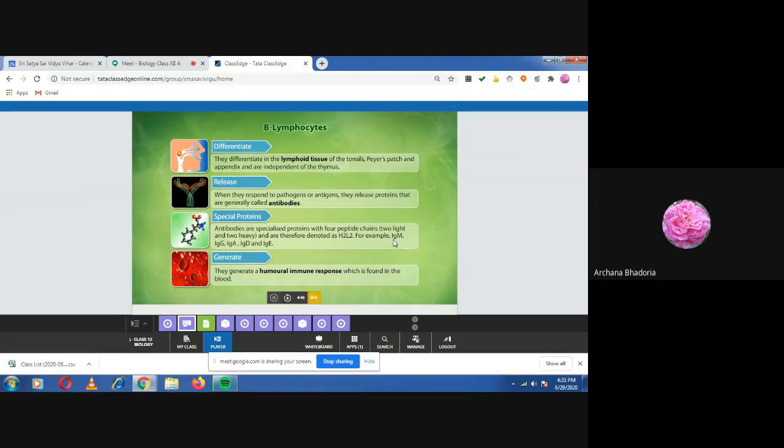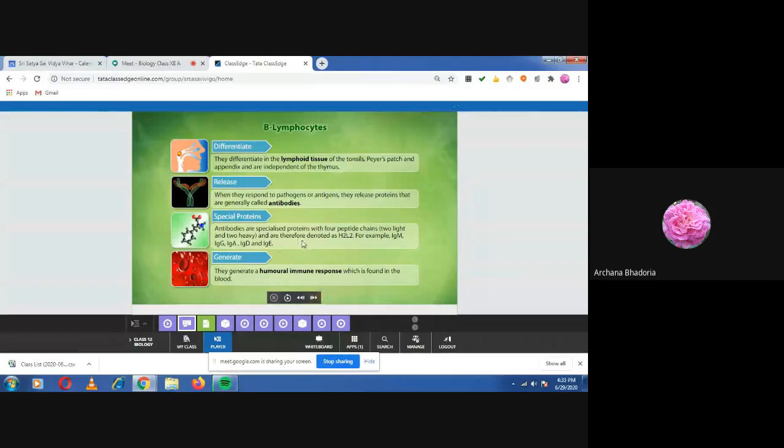Note it down. IgM, IgG, IgA, IgD, and IgE. So, how many types? Astha, how many types of antibodies? Five. Five types of antibodies. And how do we denote the antibody molecule? As H2L2. Make your mic proper. Okay.